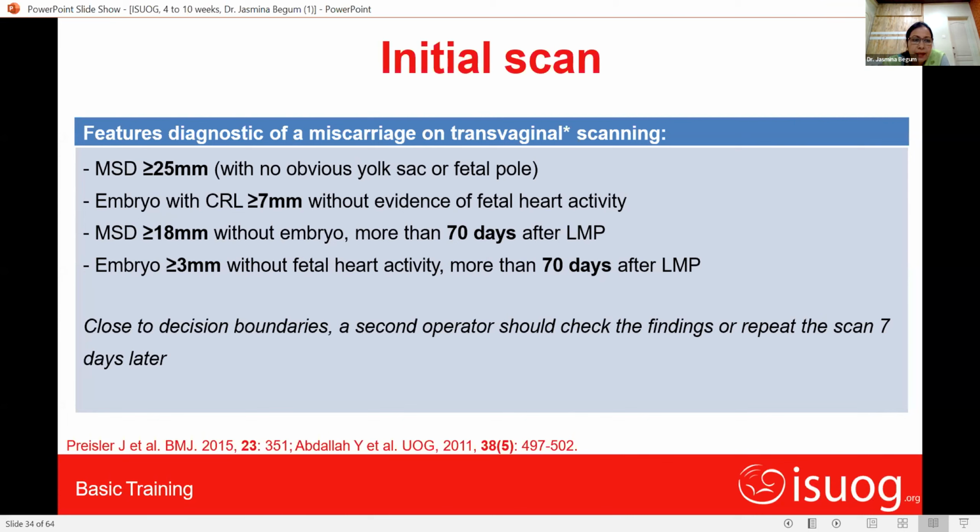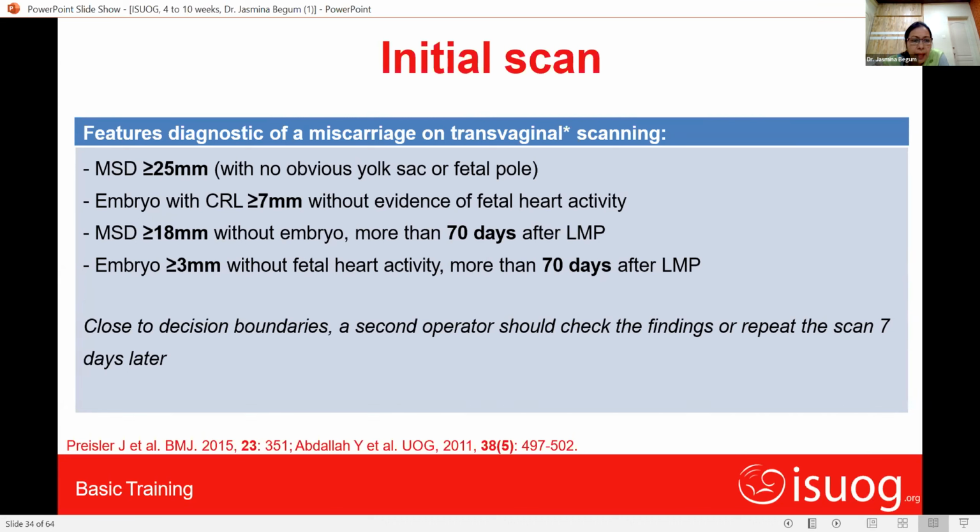So what are these criteria? When at the initial scan you get a mean sac diameter of more than or equal to 25 millimeter, and it's an empty gestational sac, which doesn't have any structure, that is, neither a yolk sac nor an embryo or fetal pole, then you can label it as miscarriage.